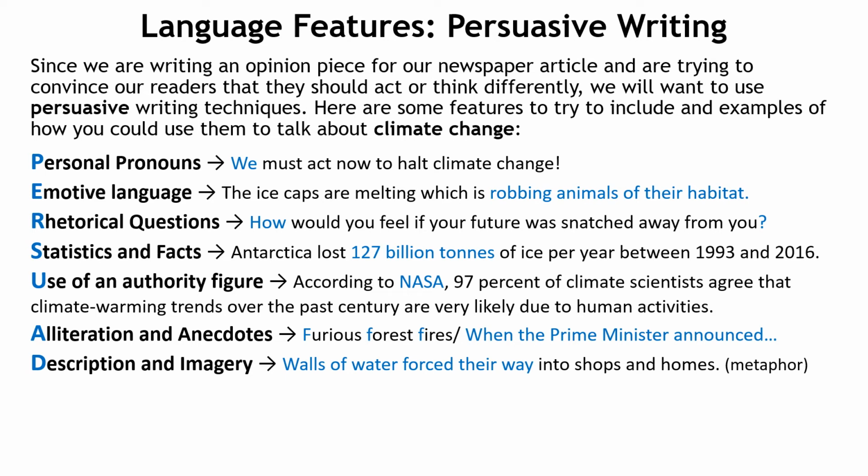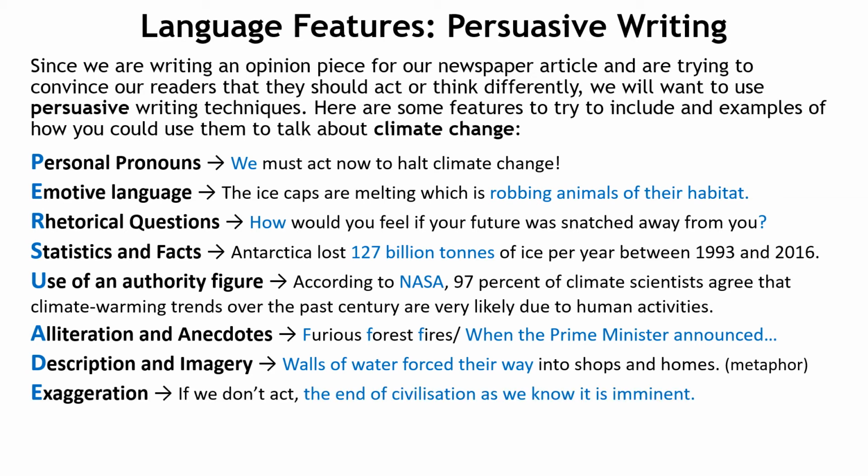Description and imagery. This is where you use words to create a picture in your reader's head. An example would be, walls of water force their way into shops and homes. I've used a metaphor here because I'm describing water as something else, as a wall. Exaggeration. This is where you overstate what is happening or how quickly it's likely to happen. An example would be, if we don't act, the end of civilization as we know it is imminent.